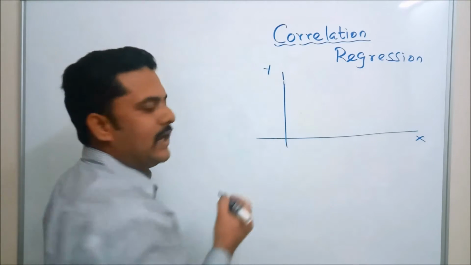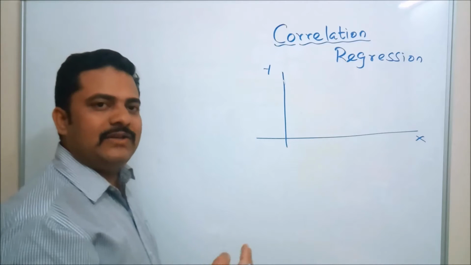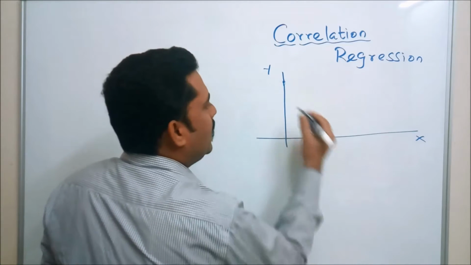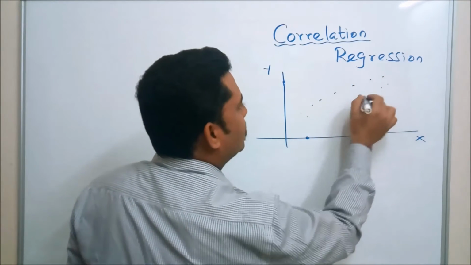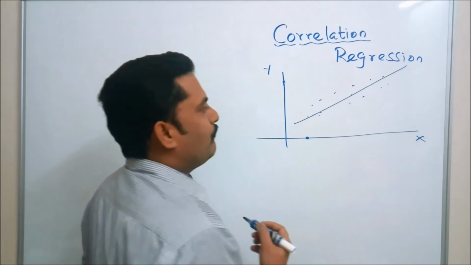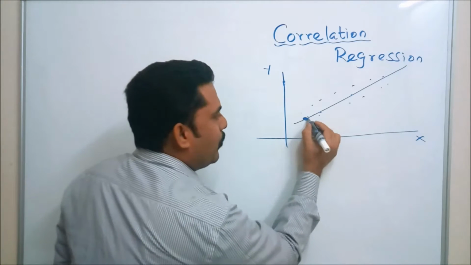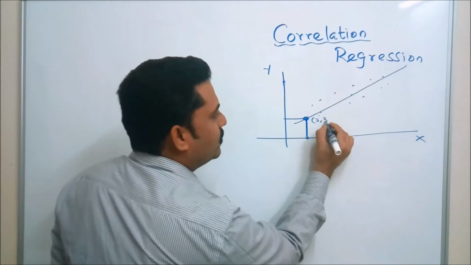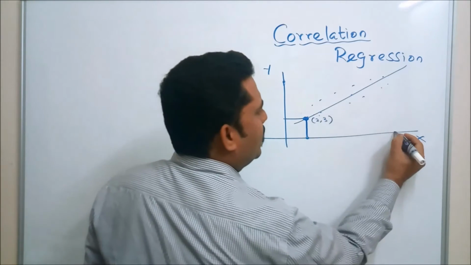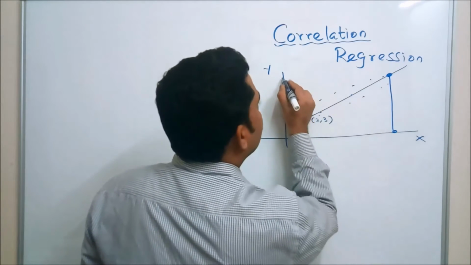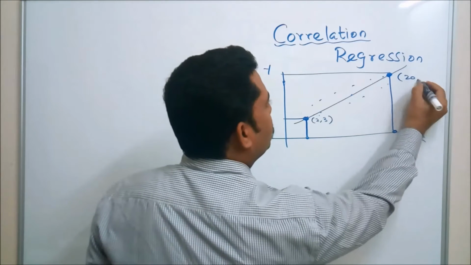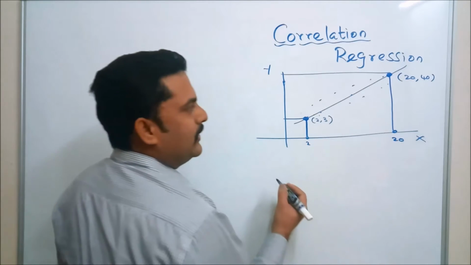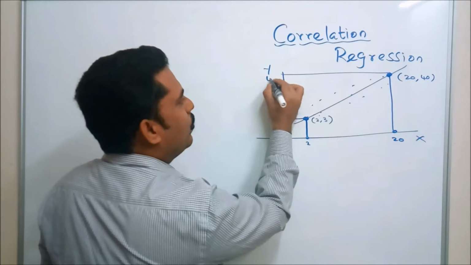This is the x-axis and this is the y-axis. Let's plot our x and y points. It may be like this, and fit a line which will be like this. Suppose we take a point from here, say for example 2, 3. And take another point over here, some 20, 40. So here the x value is 2 and here the x value is 20. Here the y value is 3 and here the y value is 40.